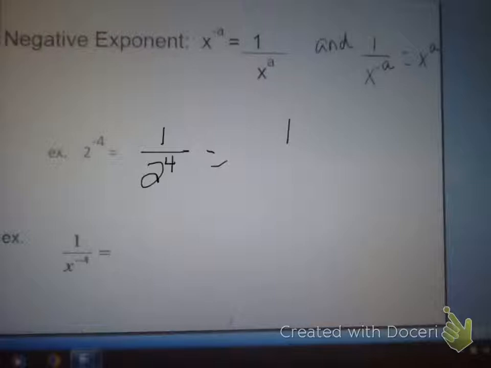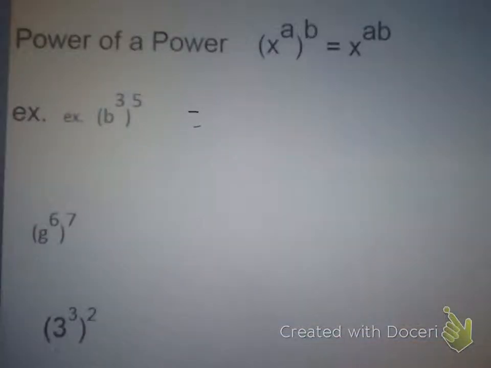When you have a negative exponent, you have to move the base down to the bottom to make it a positive exponent. If you have the base in the bottom with a negative exponent, you need to move it up top to make it a positive exponent. When you have a power of a power, you multiply the exponents.